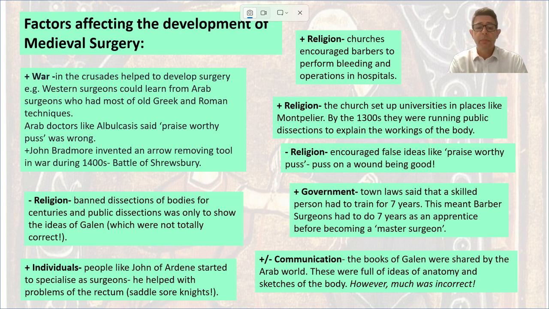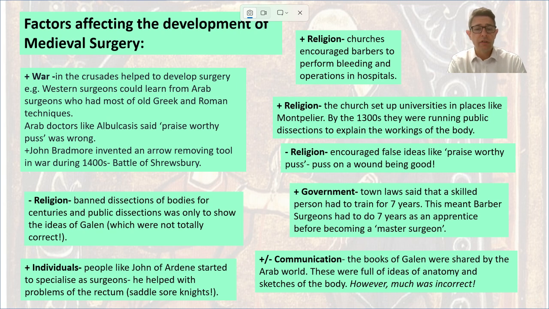War obviously is really important, and it's very simple for a candidate to say, oh, war helps surgery, but you need to have some really good examples of that. So the Crusades is one war that led to the end of praiseworthy pus. It led to the sharing of ideas by Arab doctors. John Bradmore developed his arrow removing tool at the Battle of Shrewsbury. So these are really useful things to consider.